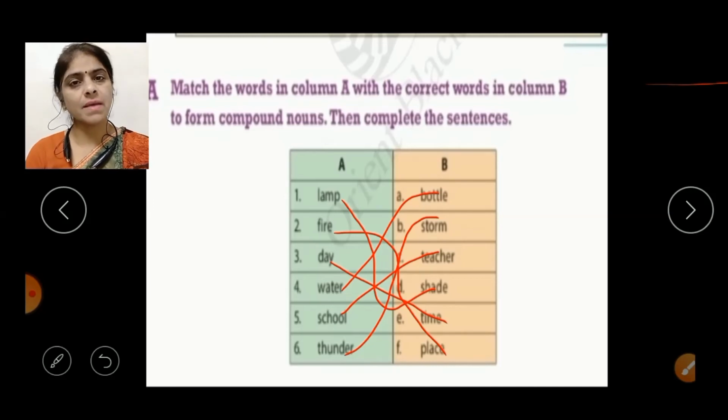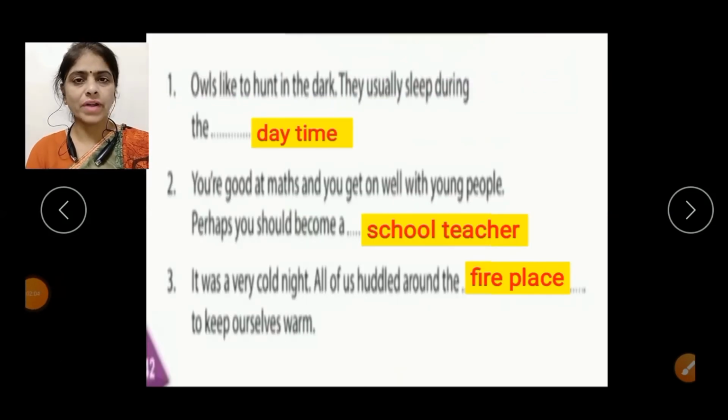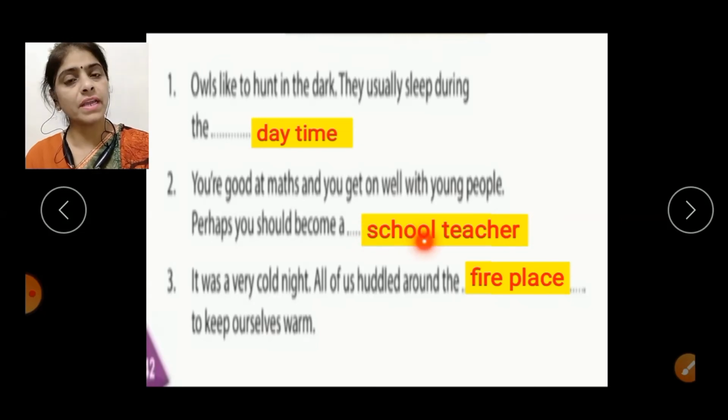Now let's use these compound nouns in the sentences to complete them. Here the exercise is already completed. So let's have the reading of the exercise only. So first sentence is, owls like to hunt in the dark. They usually sleep during the daytime. Here the daytime is a compound noun. Now let's have the next one. You are good at maths and you get on well with young people. Perhaps you should become a school teacher. This school teacher is a compound noun and you can see in this word there are two nouns, school and teacher, and they both are having their own meaning.